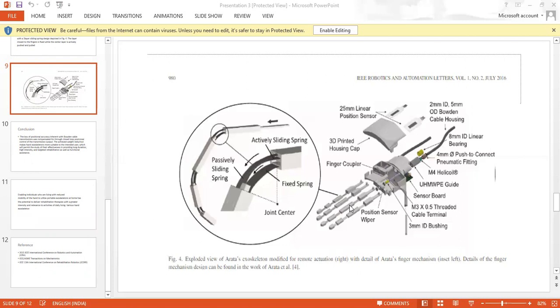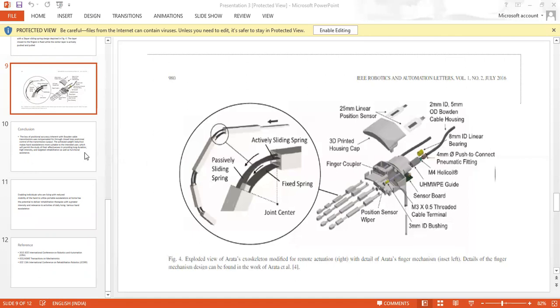Finger couplers are on either side of this Arata finger mechanism, and the position sensor wiper is present between the finger coupler and joint center, whereas the 3D printed housing cap is present over the Arata finger mechanism, along with a few other parts like the bushing, cable terminal, sensor board, pneumatic fitting, bearing, and a few others.